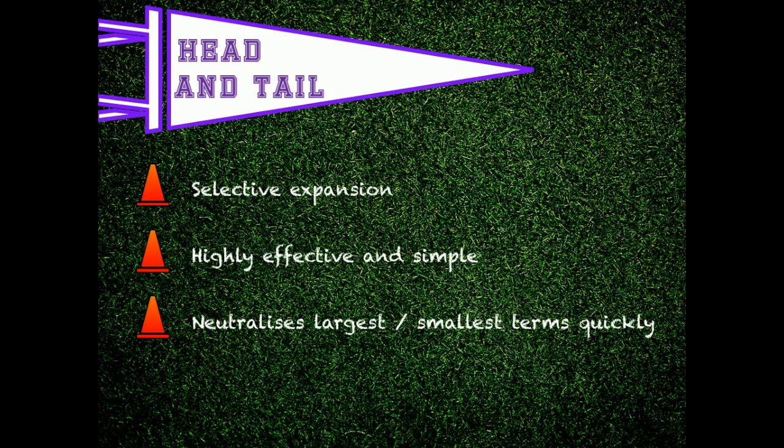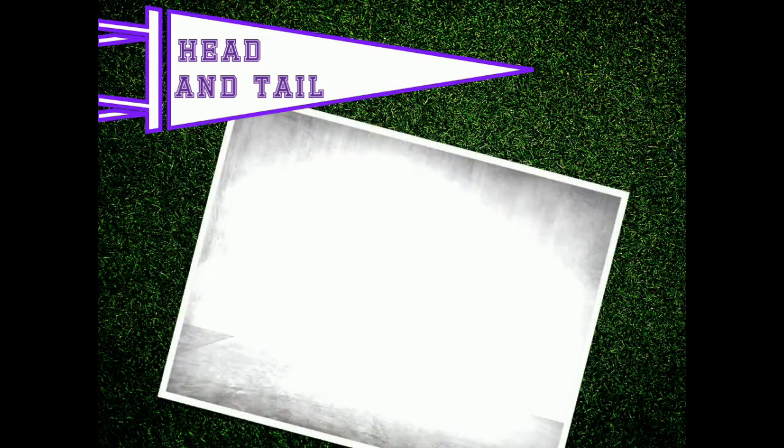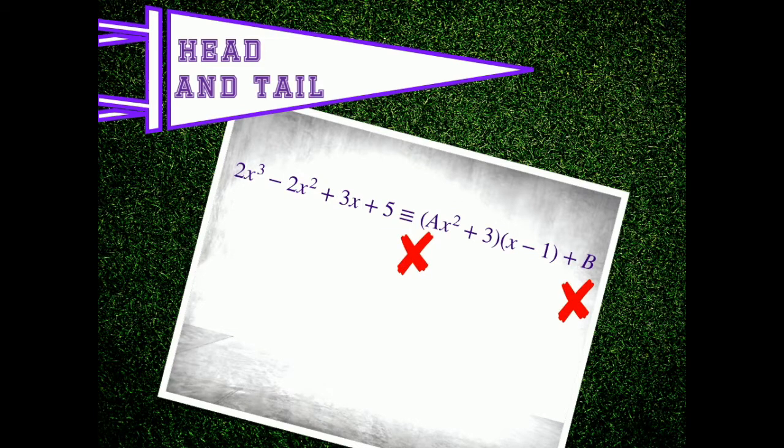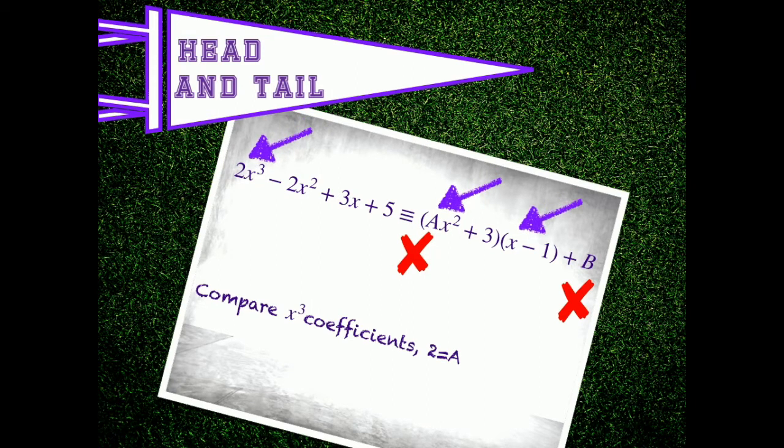I'll show you. For an identity like this, you're expected to solve for a and b. I'll mark out the opponents here. By observing the left side of the identity, I see that the largest term is 2x cubed. On the right side, the terms that can result in x cubed are ax squared and 1x, as identified here. The only logical conclusion is to compare the head on both sides and deduce that a equals 2, since there aren't any other x cubed terms lying around.